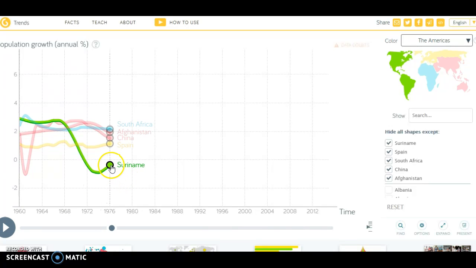Here you can see that Suriname is at the lowest point of the population growth. Then we have South Africa. South Africa is at the highest point. Then we have Afghanistan. Then we have China, Spain, and as I said, Suriname is at the bottom. This is in 1976.